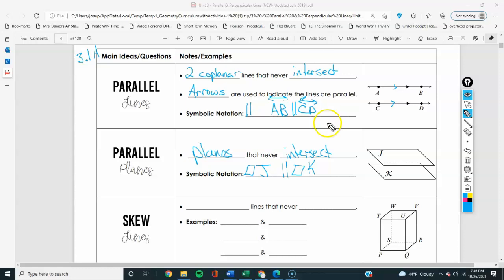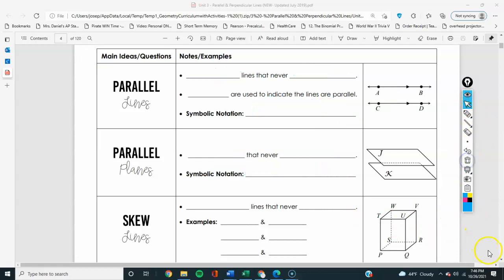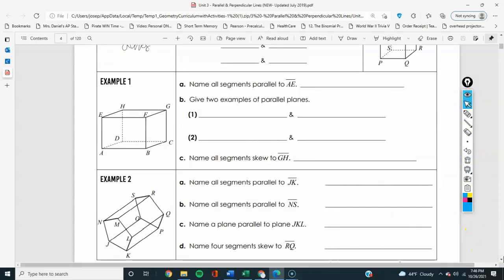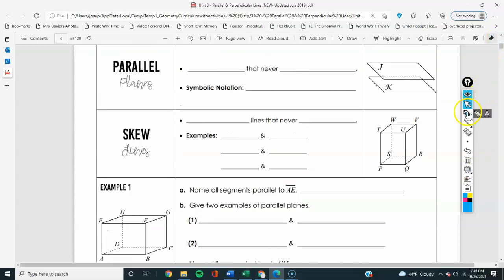Now, what are skew lines? Skew lines are going to be non-coplanar. Non-coplanar lines that never intersect.